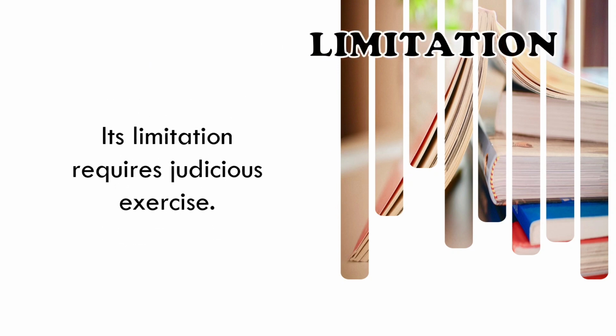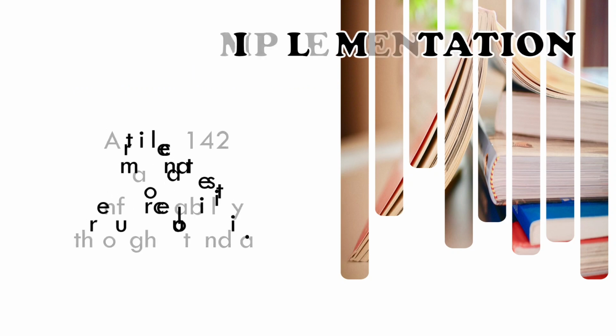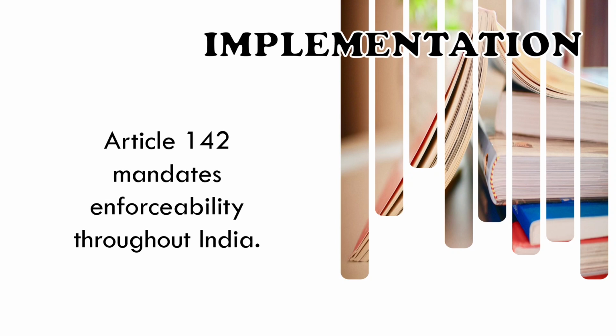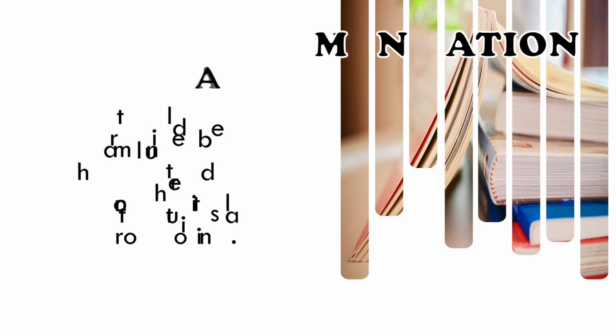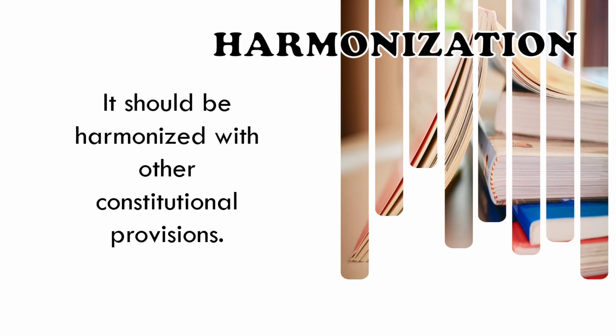Limitation. However, this discretionary power is not absolute. The Supreme Court must exercise it sparingly and only when it is convinced that the case demands such intervention for complete justice. Article 142 also deals with the enforceability of its decrees and orders. It mandates that they shall be enforceable throughout India either through laws enacted by Parliament or through presidential orders until Parliament acts. Article 142 is to be read in harmony with other provisions of the Constitution and should not be used to override them.